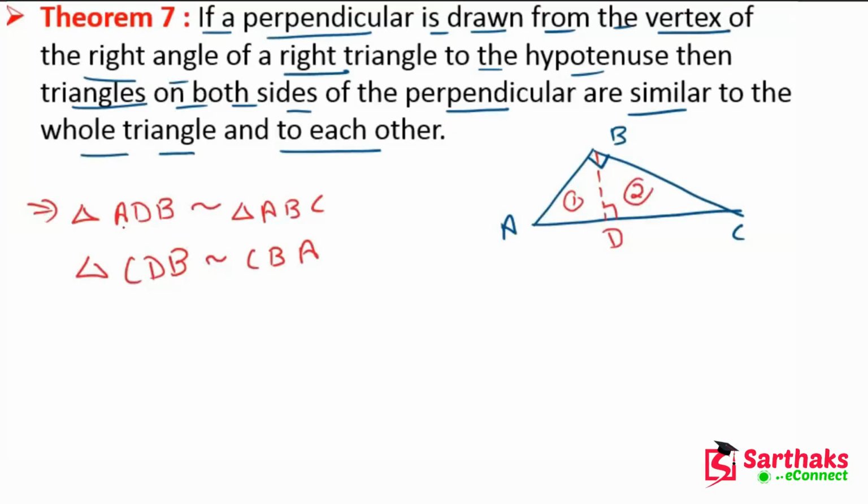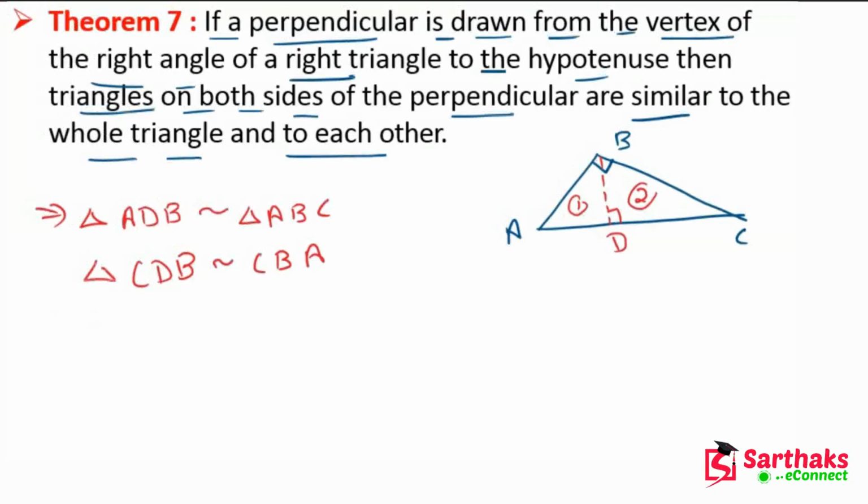My dear friends, the order of these triangles is very important. Now these two triangles are also similar to each other, so we can write triangle ADB is similar to triangle BDC. So this is the statement of this theorem. Now let's see the proof of these statements.